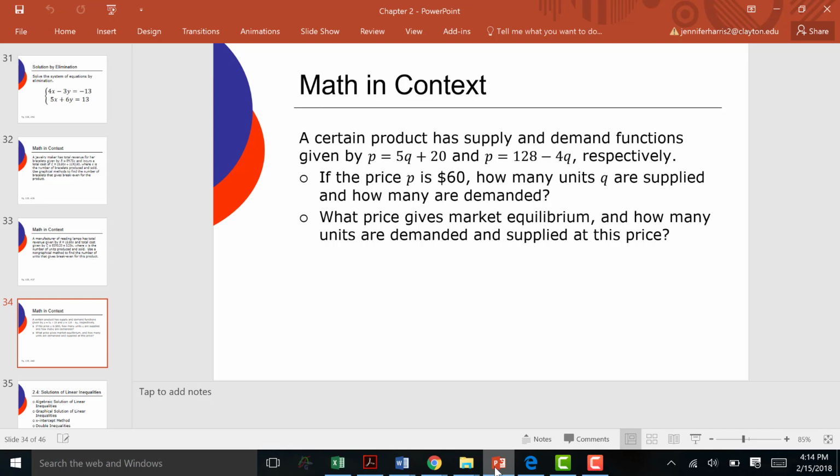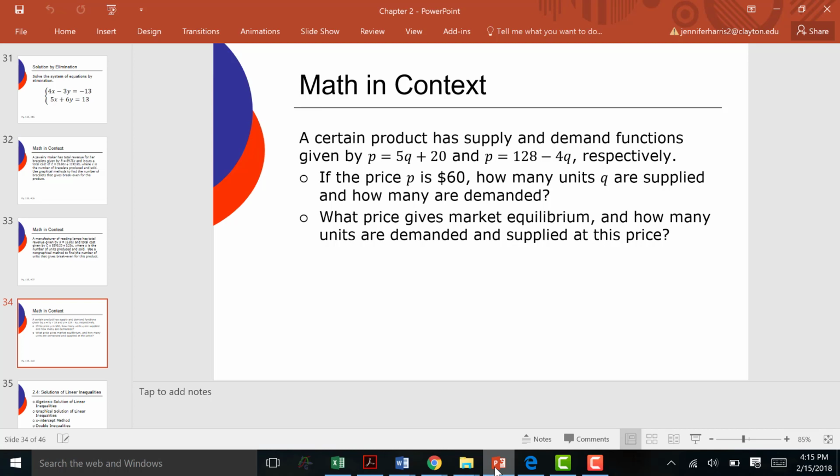You got it? Okay, so now I got two equations. My first equation was my what? Supply. All righty, which is what? P equals 5Q plus 20. Okay, what was my demand equation? P equals 128 minus 4Q. Okay, all righty. What did they say the price was now in bullet number 1? 60. And they want to know what the Q is. What's the quantity?